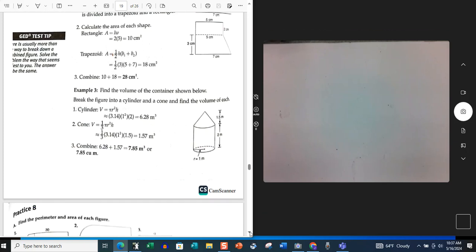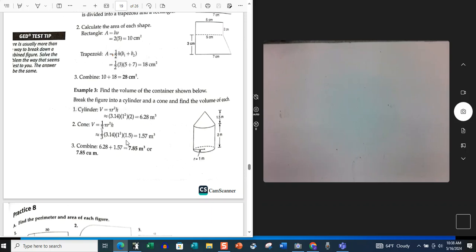Now we come here to this volume figure. It says find the volume of the container shown below. With this volume, you have a cylinder and a cone. The cylinder volume is pi r squared times height. Pi is approximately 3.14. The radius is given as 1. And the height, we will only go up to 2. So the height is 2, which gives us 6.28 cubic meters.